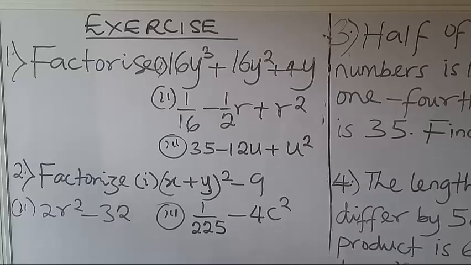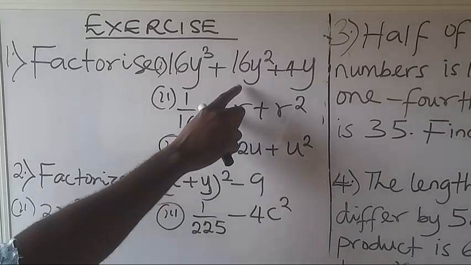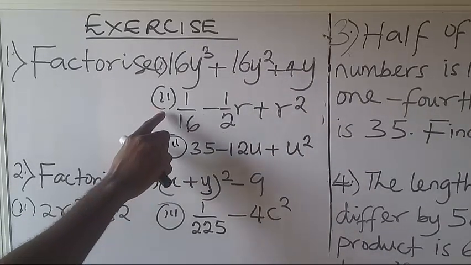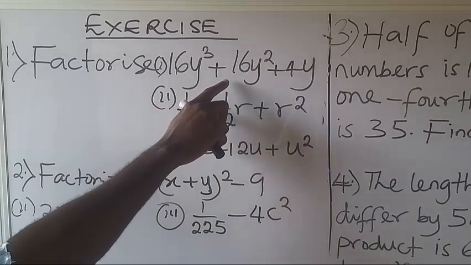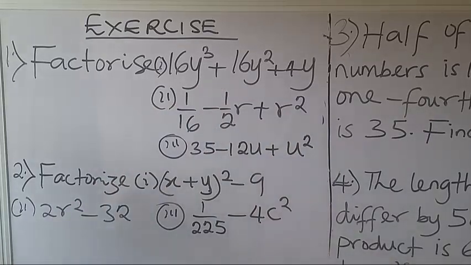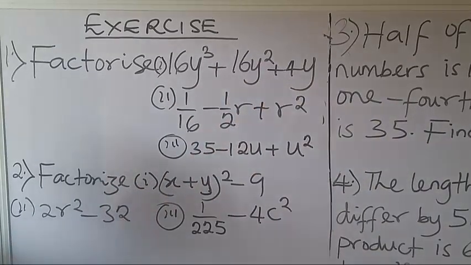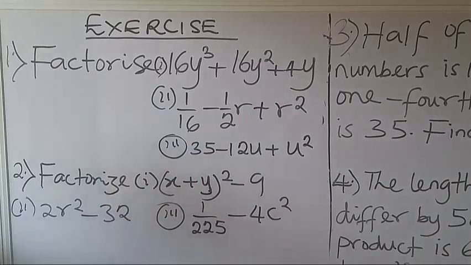I will read. The first one says factorize: 16y cubed plus 16y squared plus 4y. Should I give you little hints? Because some students might get confused. This is raised to power 3, raised to power 2. Let me just leave you to determine what you are supposed to do here.